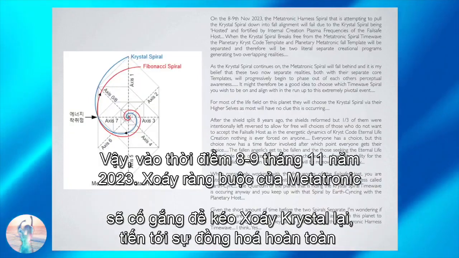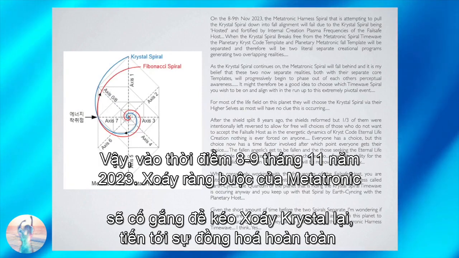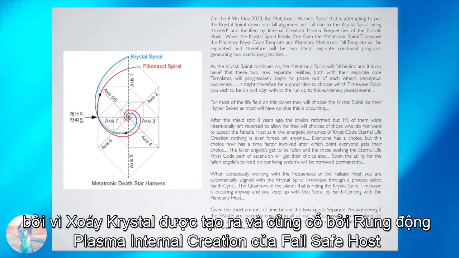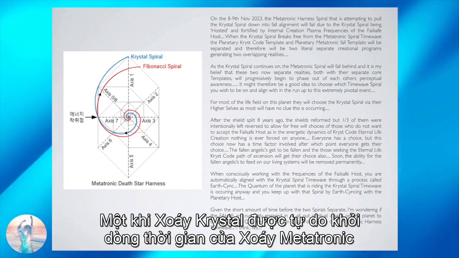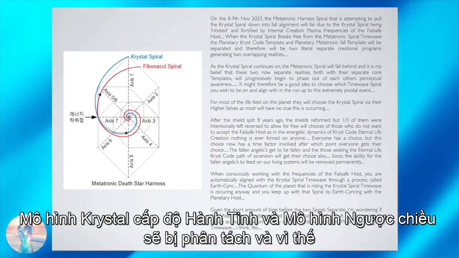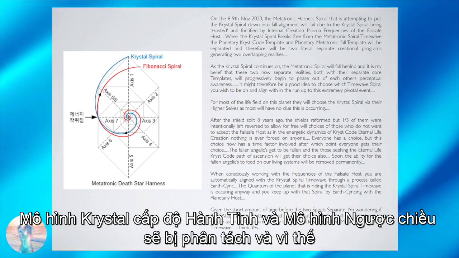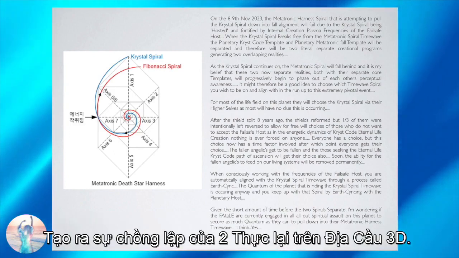So, on the 8th and 9th of November 2023, the Metatronic harness spiral that is attempting to pull the crystal spiral down into full alignment will fail, due to the crystal spiral being hosted and fortified by internal creation plasma frequencies of the failsafe host. When the crystal spiral breaks free of the Metatronic spiral time wave, the planetary crystal code template and planetary Metatronic fall template will be separated and therefore will be two literal separate creational programs generating two overlapping realities.